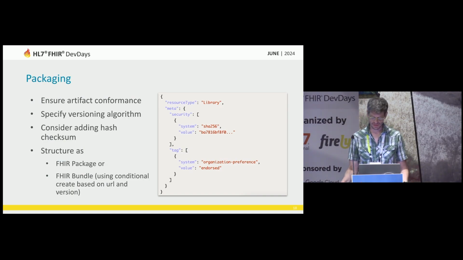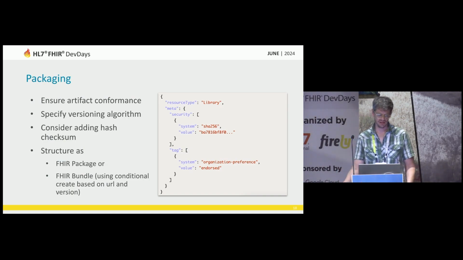So some of the guidelines and recommendations on packaging talk about those different profiles. We recommend specifying a versioning algorithm, and that helps if you have that case where you have to figure out what the most recent measure resource is. The versioning algorithm can help. Maybe it's semver, or maybe it's an incrementing number.